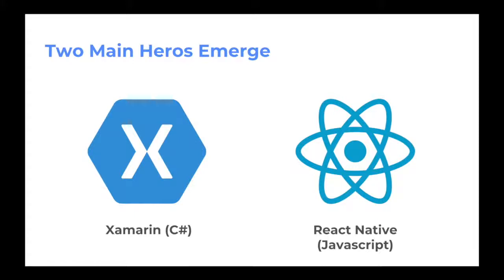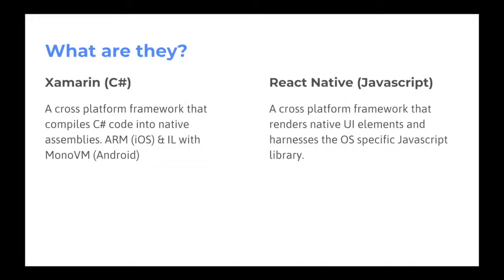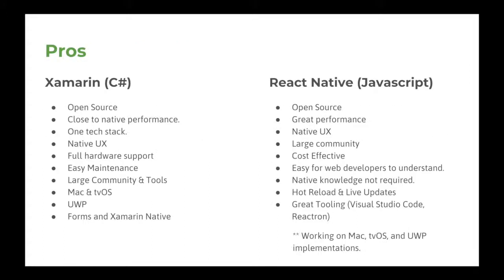Xamarin is a C# based framework, and React Native is a JavaScript based framework. Xamarin is a cross-platform framework that compiles C# code into native assemblies, ARM for iOS, and intermediate language with MonoVM for Android. React Native is a cross-platform framework that renders native UI elements but uses the OS-specific JavaScript engine. I know that's JavaScriptCore on iOS, much the same as Android. So there's kind of a hybrid thing in there, because they're still technically using JavaScript functions underneath, but they're using native UI elements.